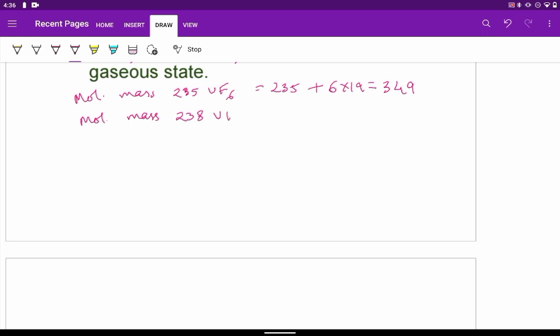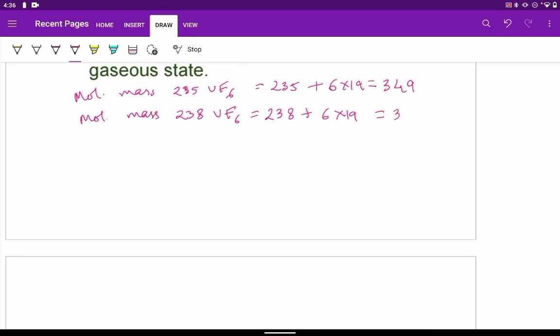Uranium hexafluoride. That will be 238 plus 6 into 19. That comes out to be 352. Multiplication and addition can be done easily.